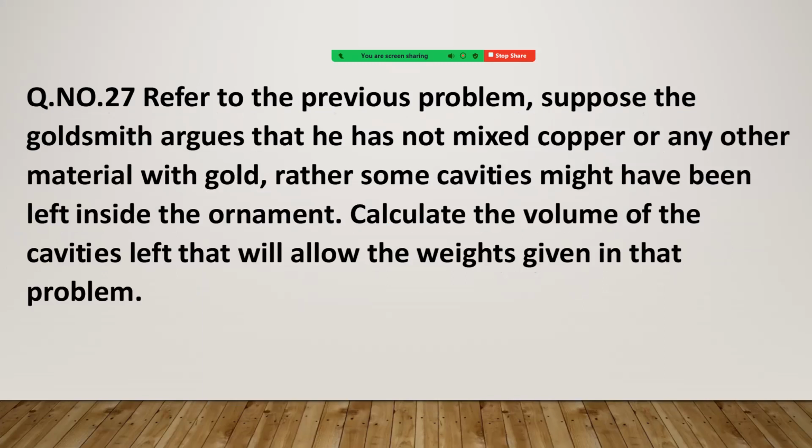Let's see the question given. Refer to the previous problem. Suppose the goldsmith argues that he has not mixed copper or any other material with gold. Rather, some cavities might have been left inside the ornament. Calculate the volume of the cavities left that will allow the weights given in that problem.